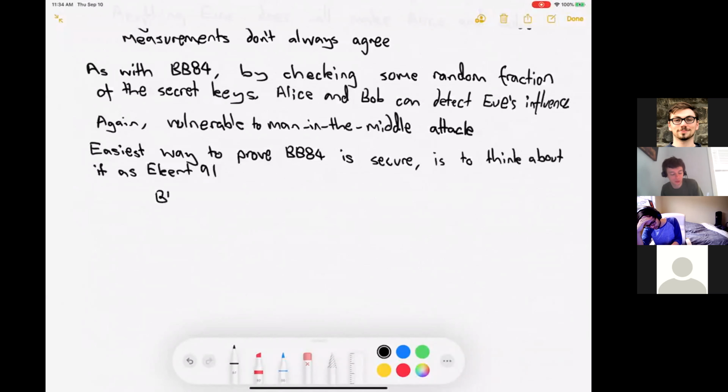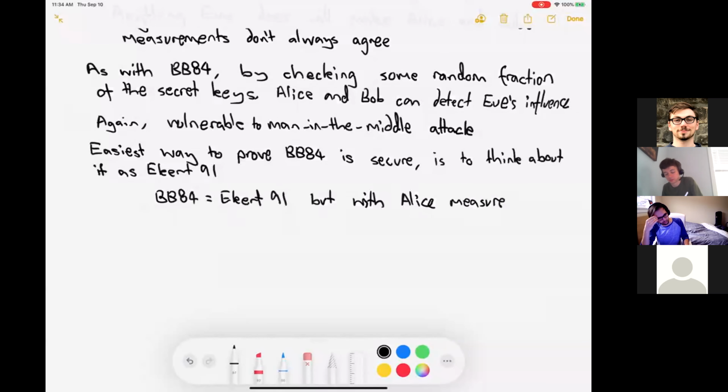So BB84 equals Ekert 91, but with Alice doing her measurement, Alice measuring her qubit before sending the other half to Bob.